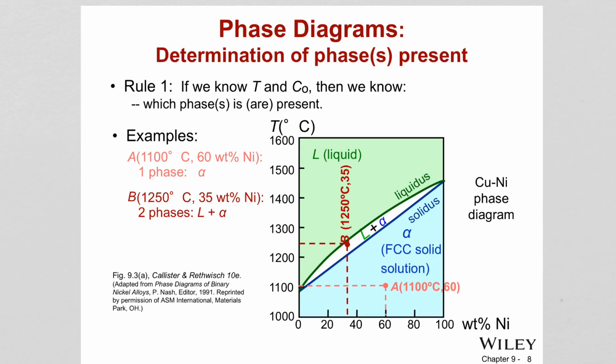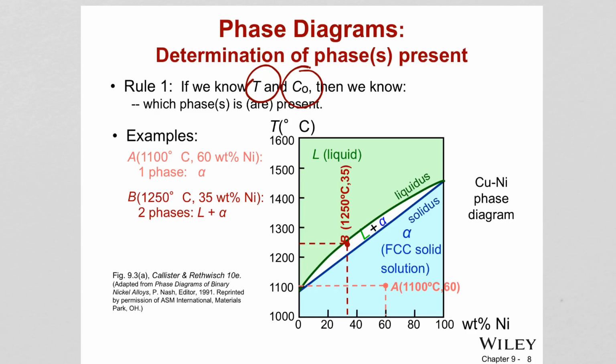So as I said before, if you are given the temperature and the initial composition C0 of that alloy, you know what the temperature is and what the initial composition is, you can figure out what phases you have. For example, point A, we are given it is at 1100 degrees C and at 60 weight percent of nickel. It puts us at a point where we are in the alpha region. So alpha is a solid solution, right?